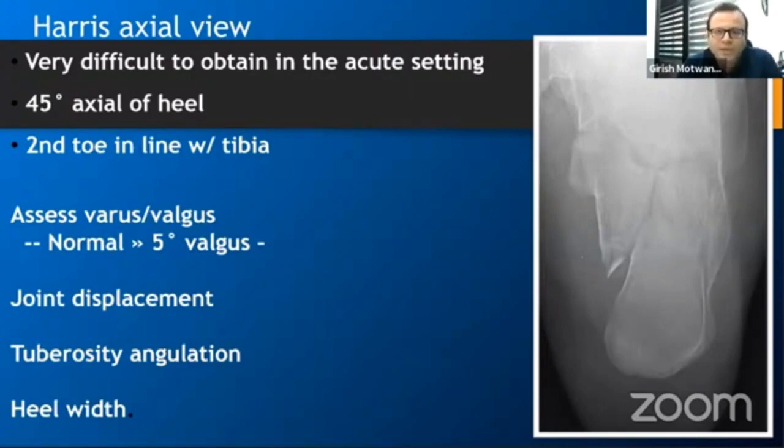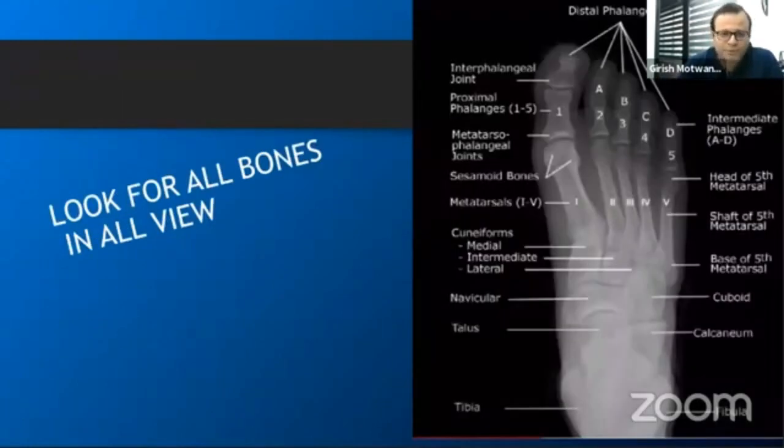Although it is difficult to take in the acute setting of trauma, as far as possible one should always look for this view. The Harris axial view is important for the tuberosity. For all X-rays, you should look at all the bones. These are the basic things in the radiology of every part in orthopedics.